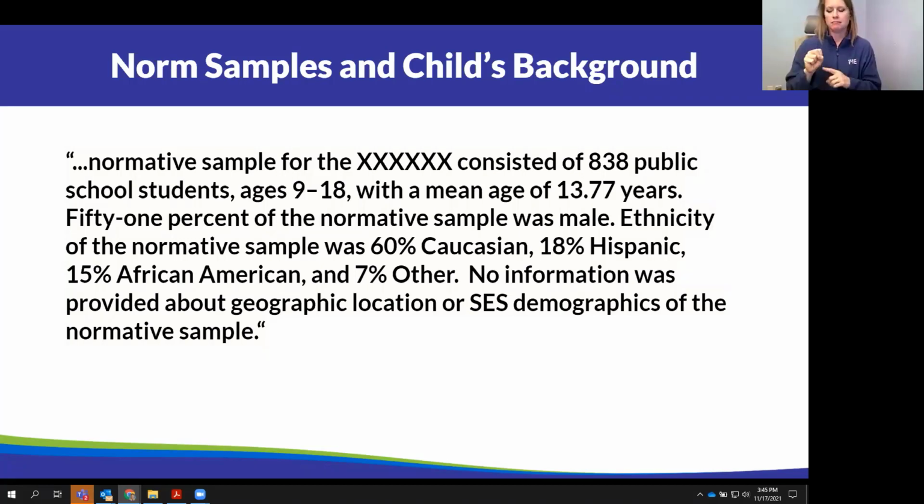A couple of things to notice here in this review: this particular tool has no information about geographic location or socioeconomic status. Now, this might be a red flag if you're in a low SES rural area of Wisconsin, because you don't know if this tool is representative of the population you serve or the child that you're evaluating. Another thing to notice here is they clumped together a racial group of other, and it represented 7% of the norming sample. The question here would be, how confident are you that this is an appropriate tool if you're conducting an evaluation with a Native American student?